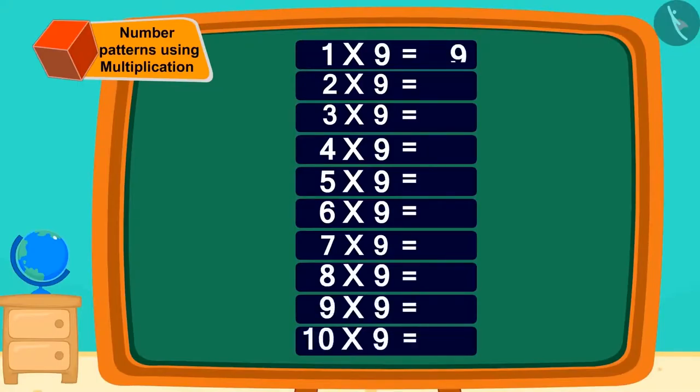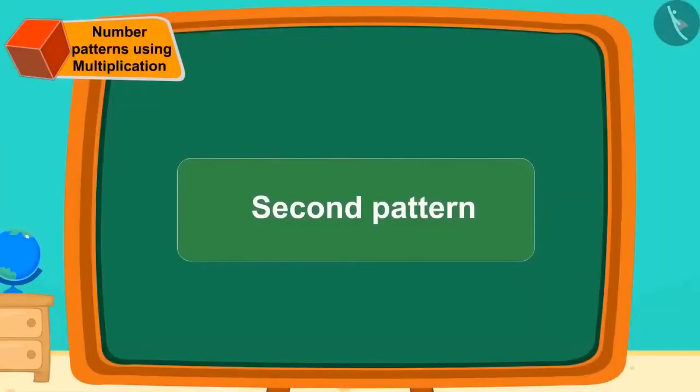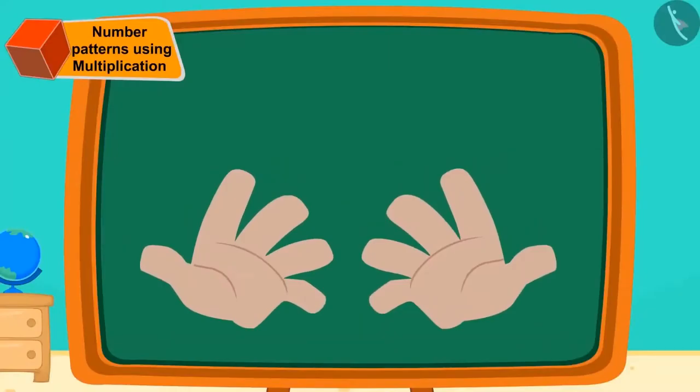To make a multiplication table of 9, first write the numbers in decreasing order from 9 to 0 in this way. Now, write a number like this from 0 to 9 next to these numbers. Isn't that easy? We can easily multiply any multiplication of 9 on our fingers in another way.